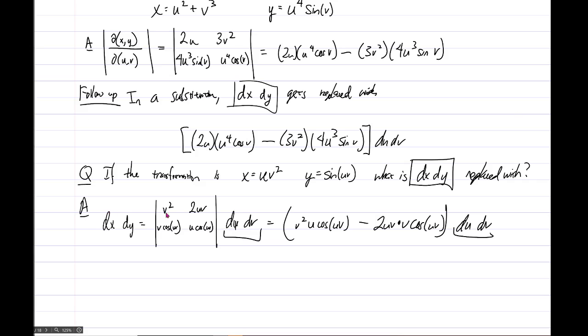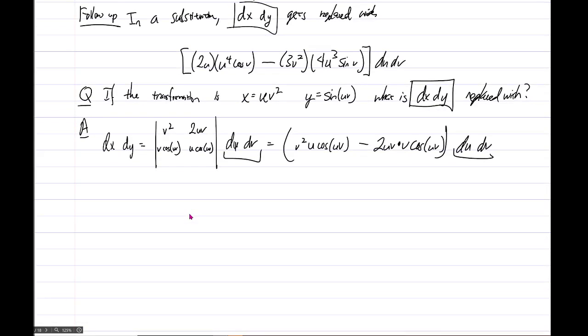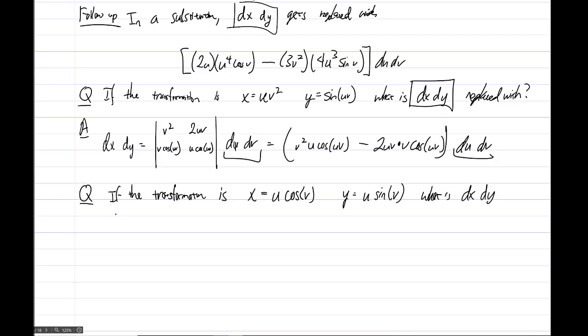Okay, let's try another one. One more. So let's go ahead and use the same question format. Okay, so if the transformation is, let's say, x is equal to u cosine of v and y is equal to u times sine of v, then what is dx dy replaced with?